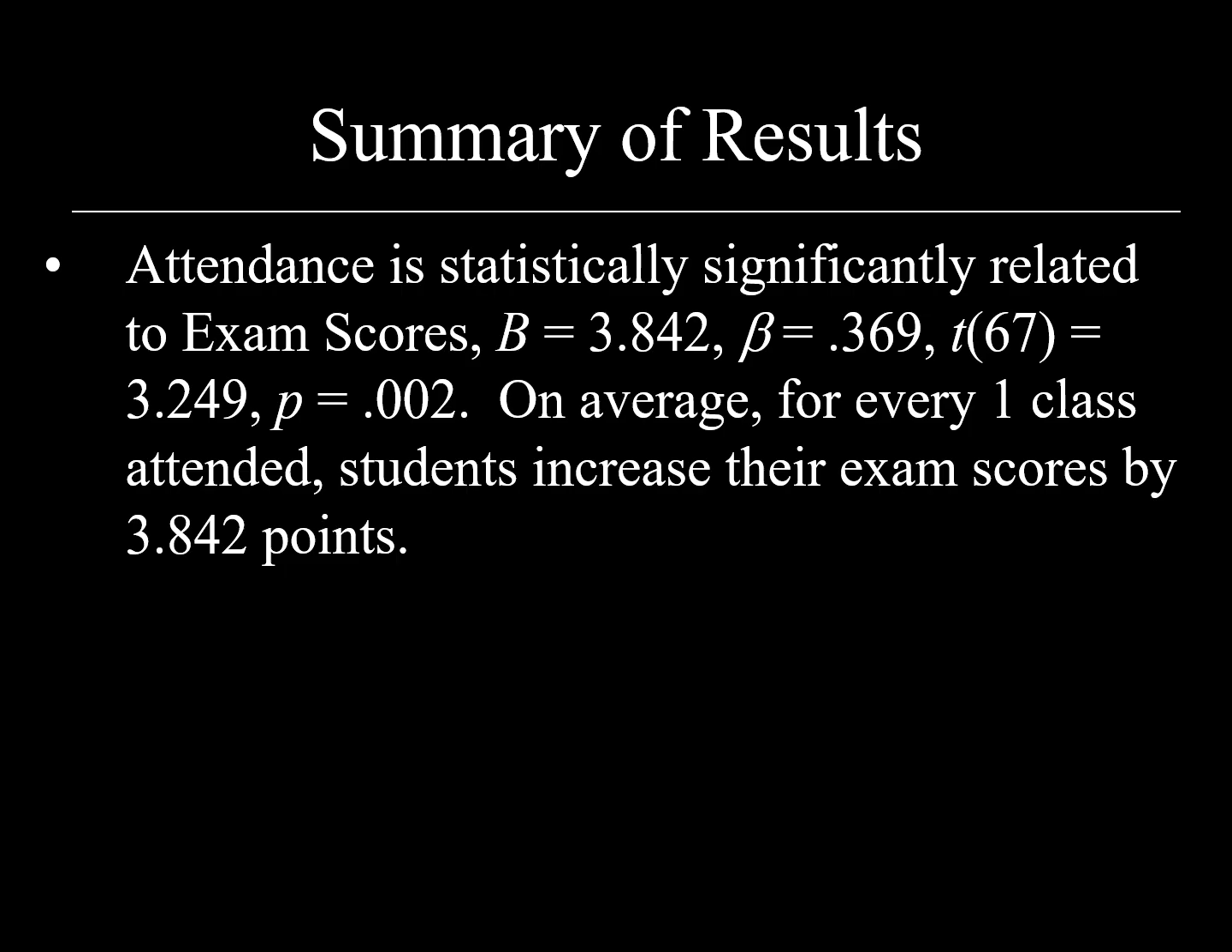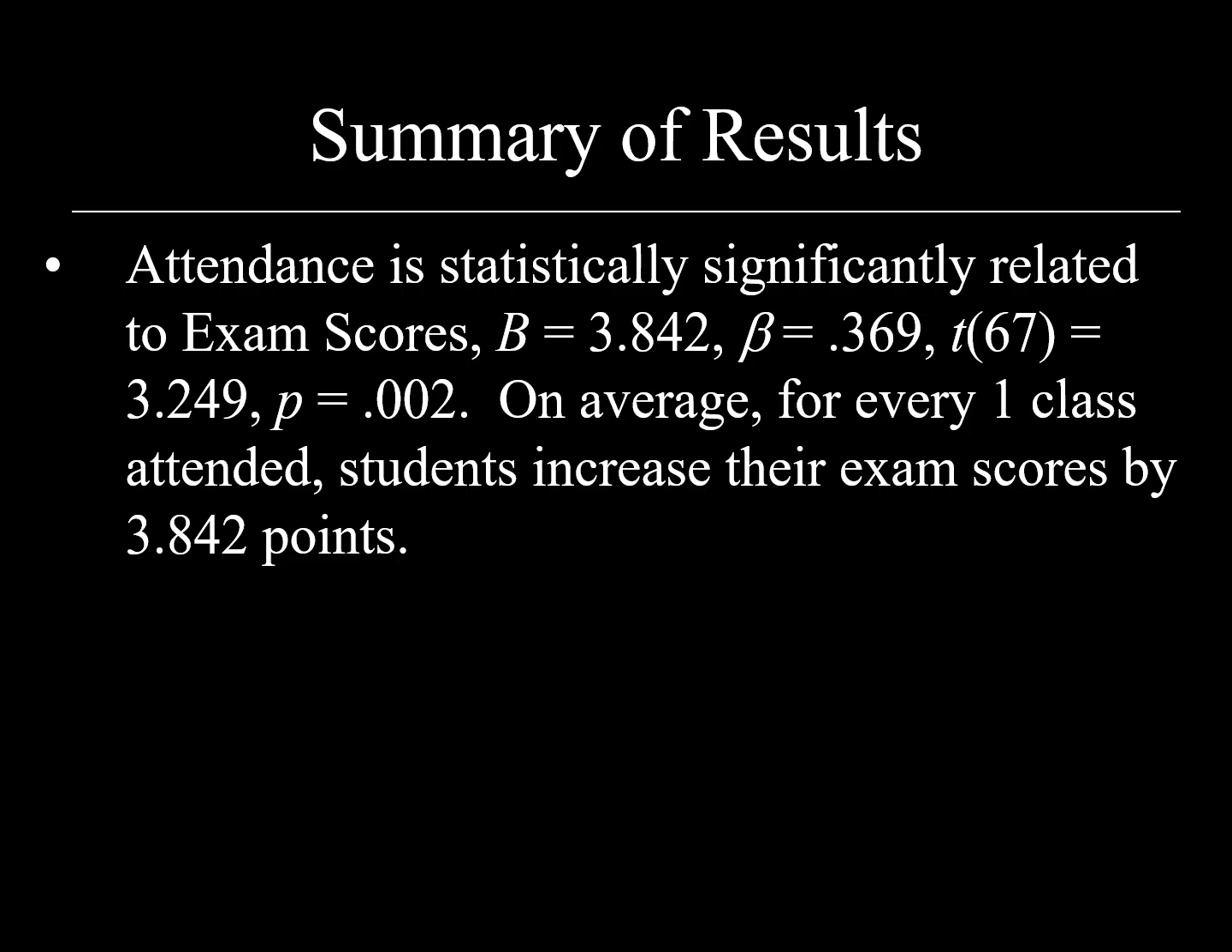Now, there's a couple of ways you can present this. You can present it as the actual test statistic, t, with the actual degrees of freedom, 67, or you could simply ignore the t and present the beta. Either way is acceptable. And then the p-value. So again, in plain English, on average, for every one class attended, students increase their exam score by 3.842.